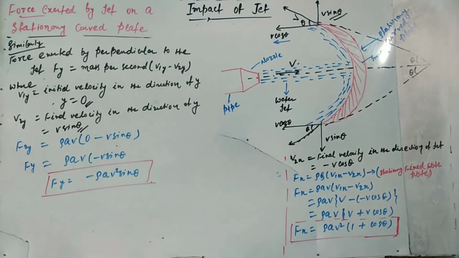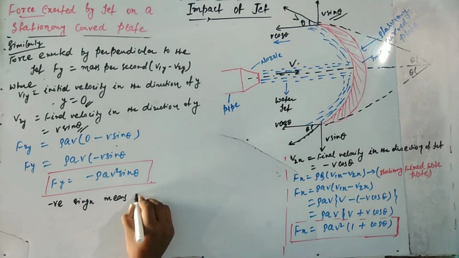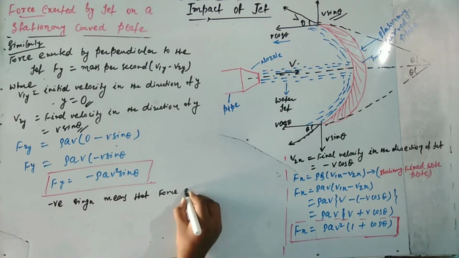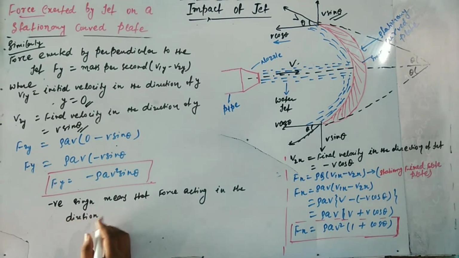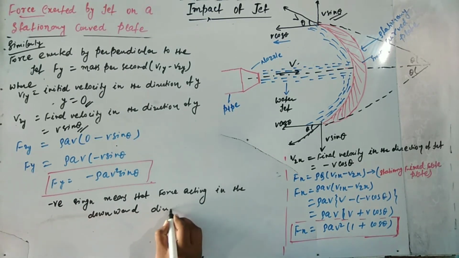It is the equation for the force exerted by the jet on a stationary curved plate perpendicular to the jet. Here the minus sign means the force is acting in the downward direction. That is, the negative sign means a force acting in the downward direction. So Fy equals minus rho A v squared sin theta. So these are the equations for the force exerted by the jet on a stationary curved plate in the y direction and x direction.